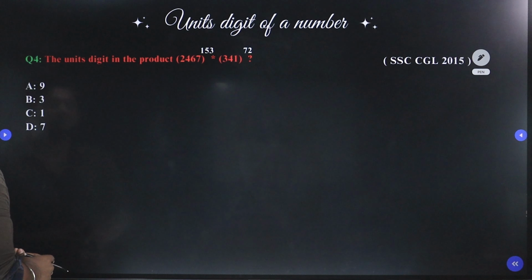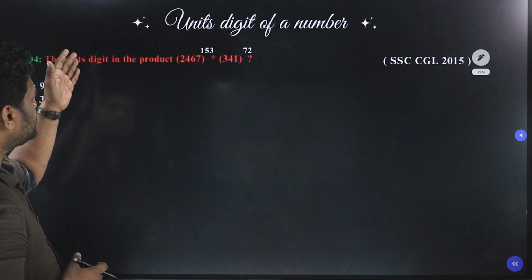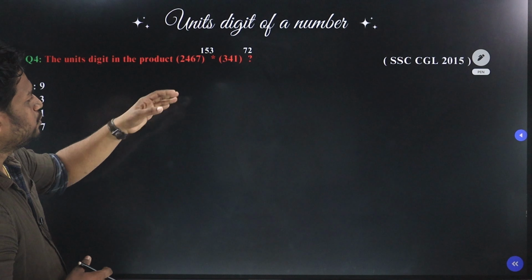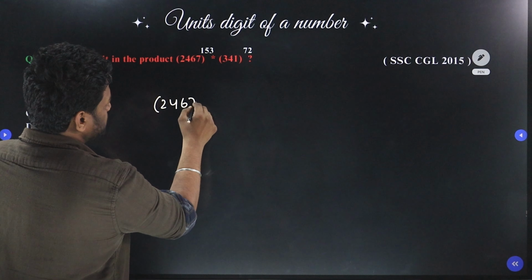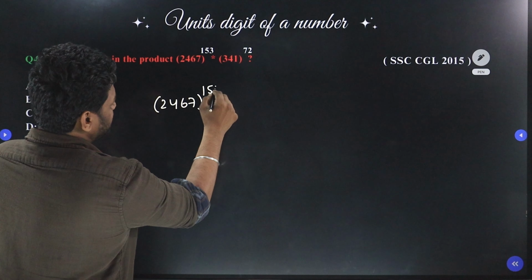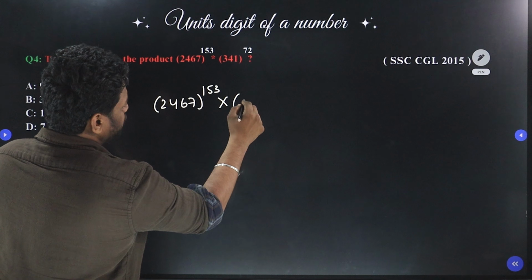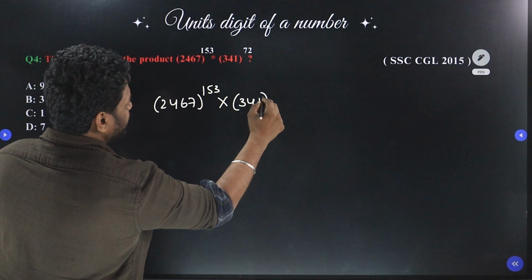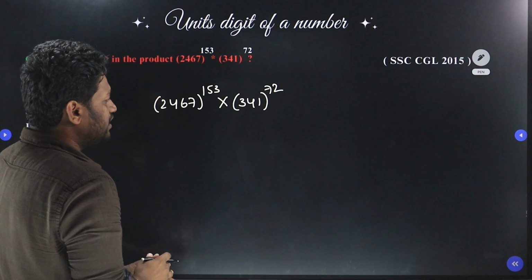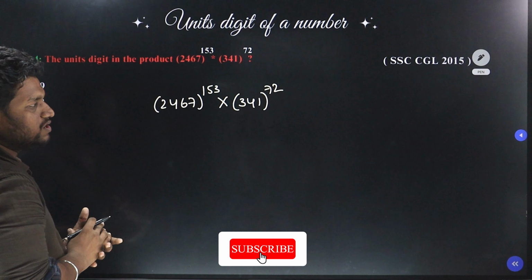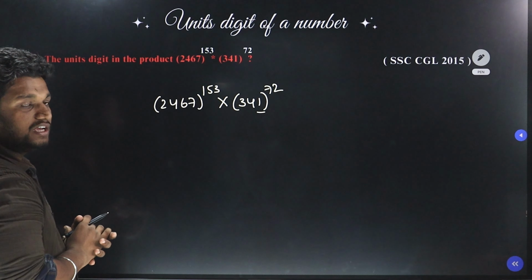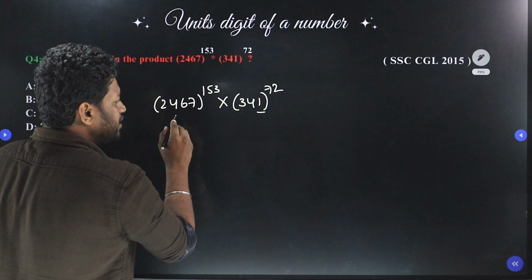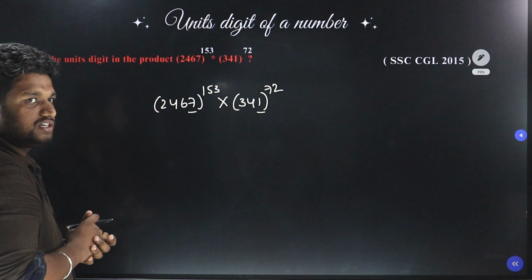Now here if you see the fourth question, the units digit in the product of 2467 power 153 into 341 power 72 they have given. Now here this part is very easy, because here what is my units digit? My units digit is going to be 1. Now in this what is my units digit? My units digit is 7.